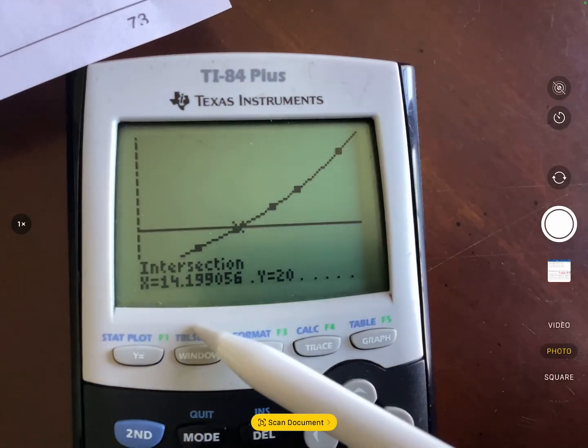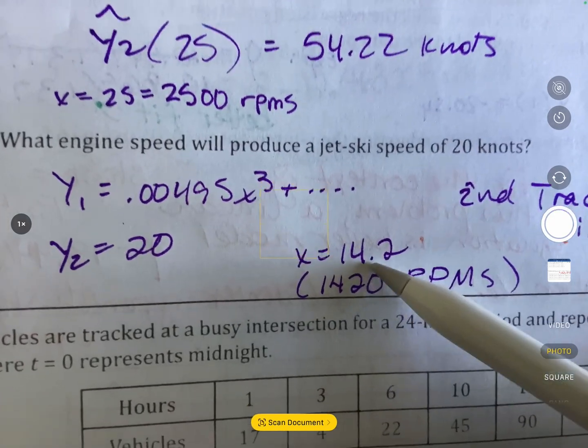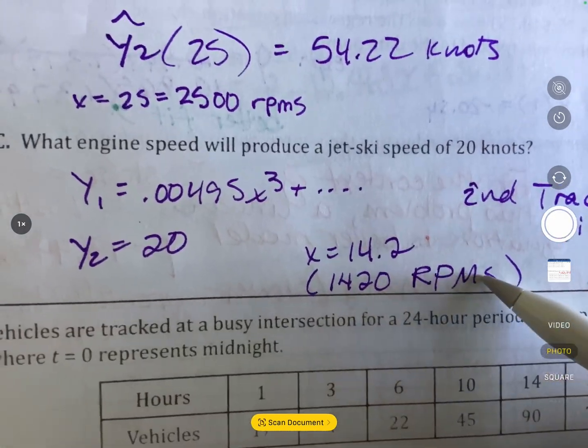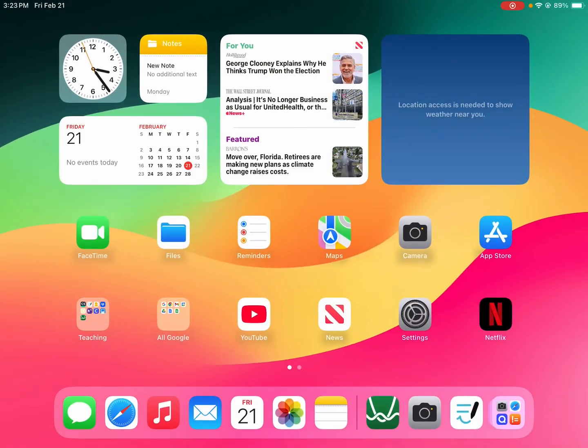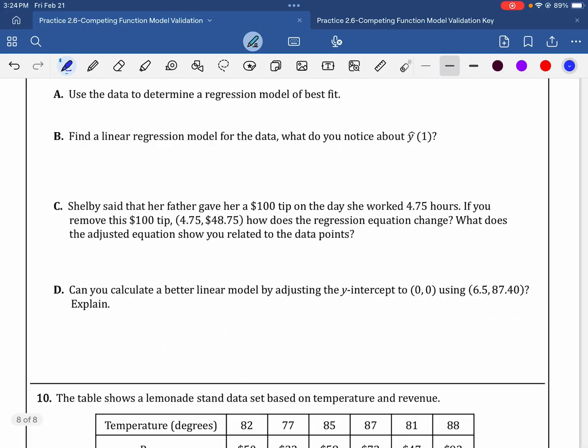And that is your answer. 14.199 RPMs would be 1,420 RPMs. Okay. All right, the next one. The last one of your homework.